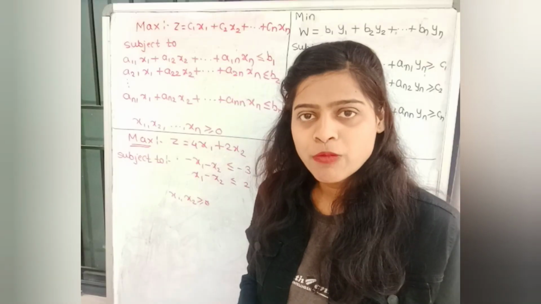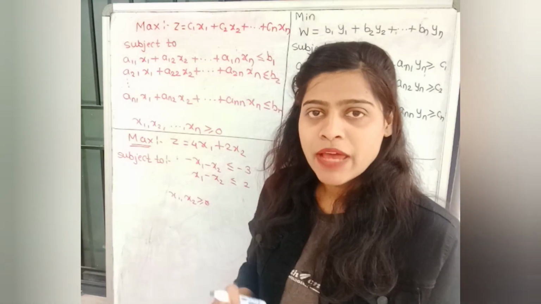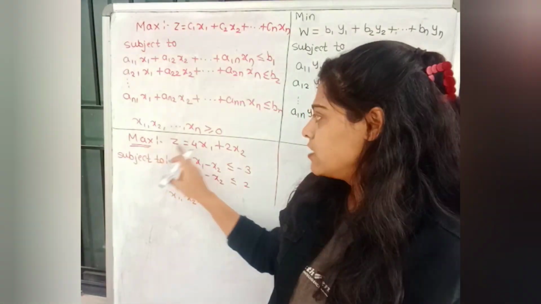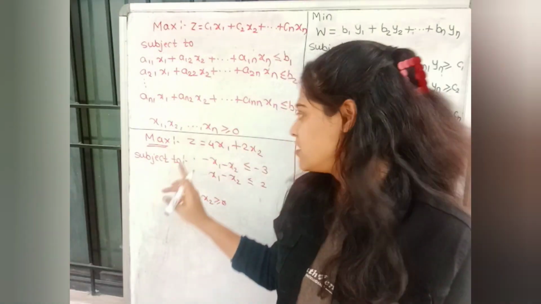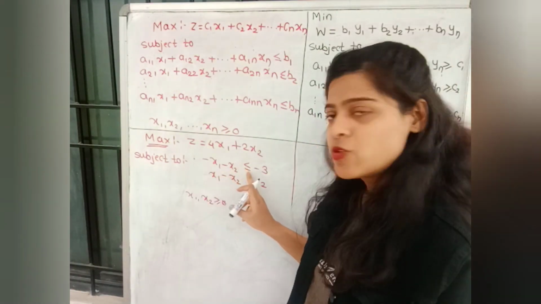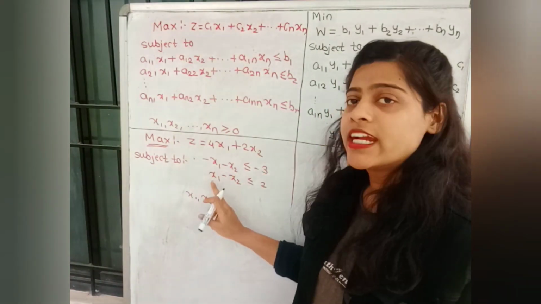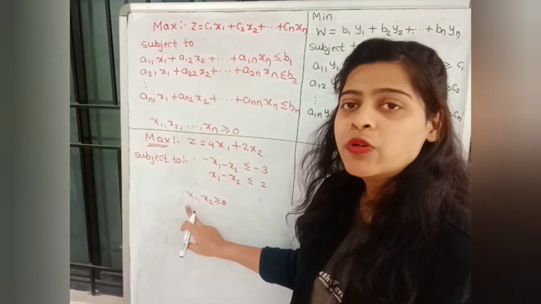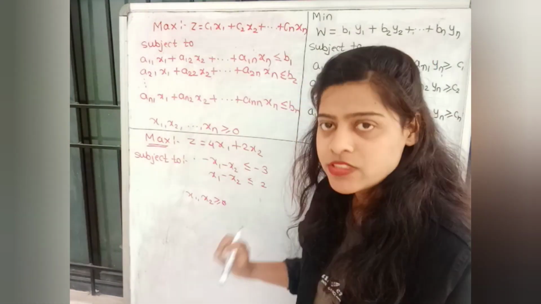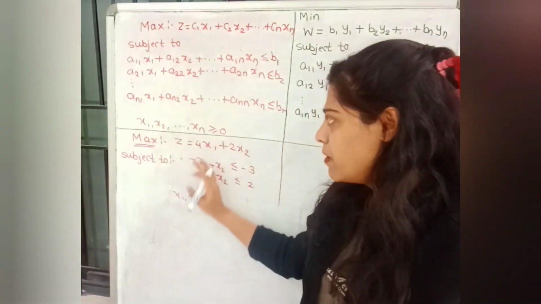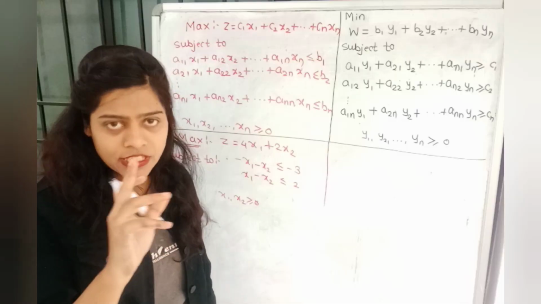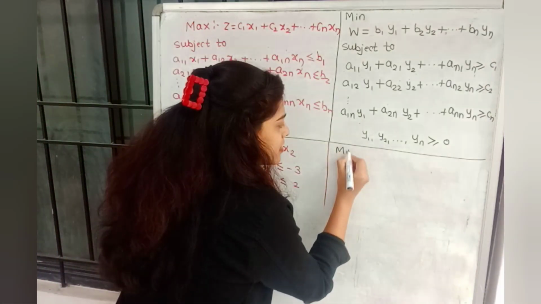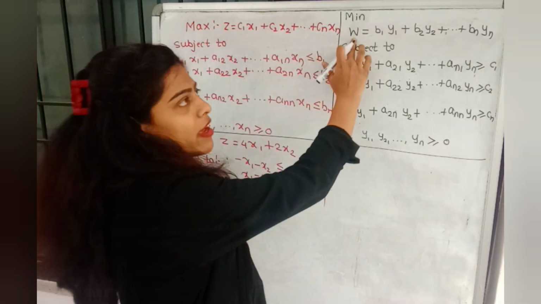So from equation number 1 we have a primal problem whose objective function is of maximization type, that is z = 4x1 + 2x2. The first constraint is -x1 - x2 ≤ -3 and the second constraint is x1 - x2 ≤ 2, and the non-negative condition is x1, x2 ≥ 0. How do we find the dual of this LPP with the help of these two charts? First step is to convert this maximization problem into minimization type. Second, z is replaced by w.